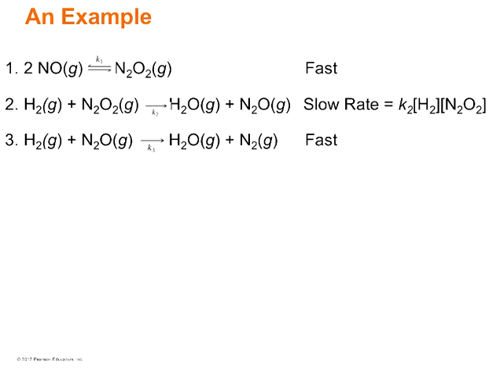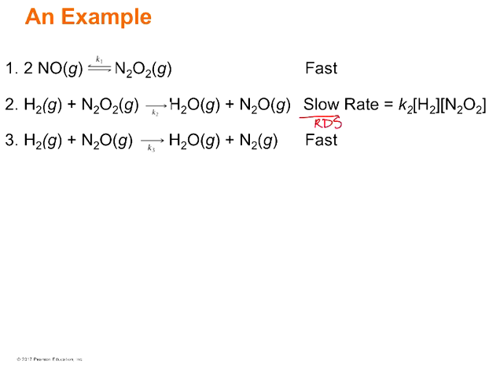All right, so our first example, we have 3 steps in this reaction. So in the first step, 2 NO molecules are combining to form N2O2, and that's a fast step. So that's not our rate determining step. And then in step 2, hydrogen is reacting with N2O2 from the first step to produce H2O and N2O. And this is our slow step. So that is our rate determining step.